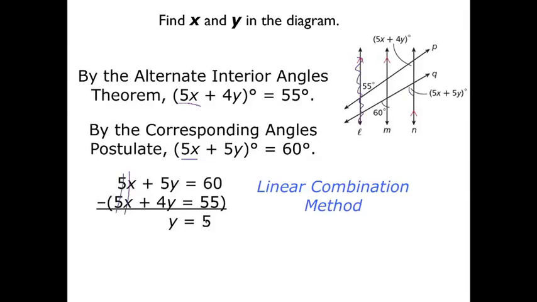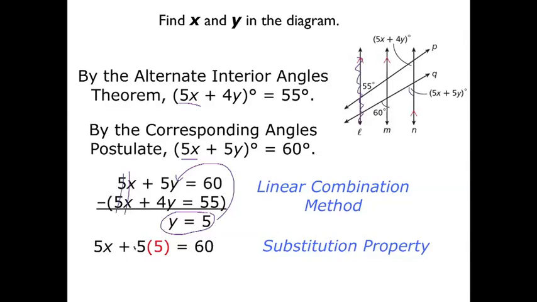So y is 5. Now that I know that y is 5, I'm going to plug back in to one of the equations, and that way I will be able to solve for x. So I'm going to substitute into 5x plus 5y equals 60, plugging in 5 for y. That's what's listed in red here. 5 times 5 is 25. When I subtract 25 from 60, I get 35, and I'll be left with 5x equals 35. 5 goes into 35 7 times, so x is 7. So I know that x is 7 and y is 5.